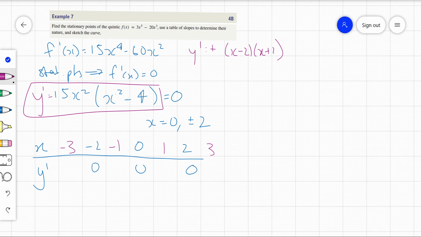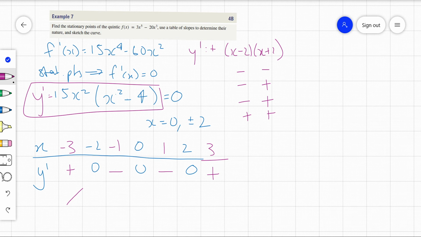All right, so if I put a minus 3 in, this is going to be a negative, and minus 3, that's going to be a negative as well, so that's going to be a positive. If I put a negative 1 in, that's going to be a negative, that's going to be a positive, so that's a negative. If I put a 1 in, the first bracket is going to be a negative, second bracket is going to be positive, so negative. If I put a 3 in, I'm going to get a positive and a positive, so that's going to be a positive.